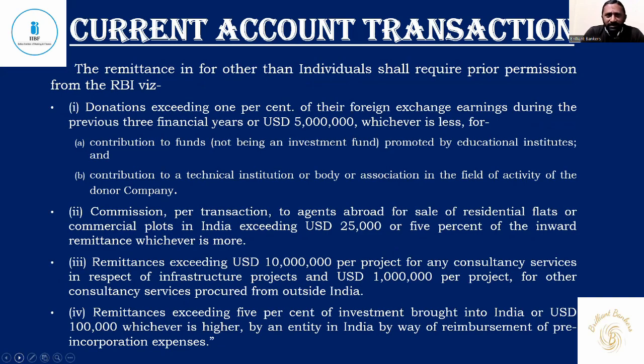Donations exceeding 1% of the foreign exchange earnings during the previous 3 financial years or US dollar 5 lakh, whichever is less. Commission per transaction to agents abroad for sale of residential flats or commercial plots in India exceeding US dollar 25,000 or 5% of the inward remittances, whichever is more. So these are to be paid by the people who are dealing in foreigns. You could take a screenshot again.